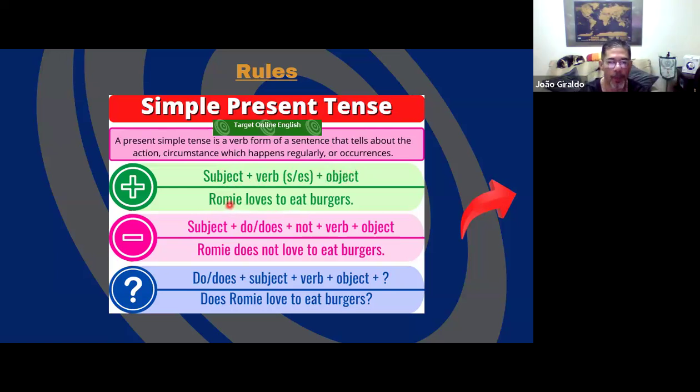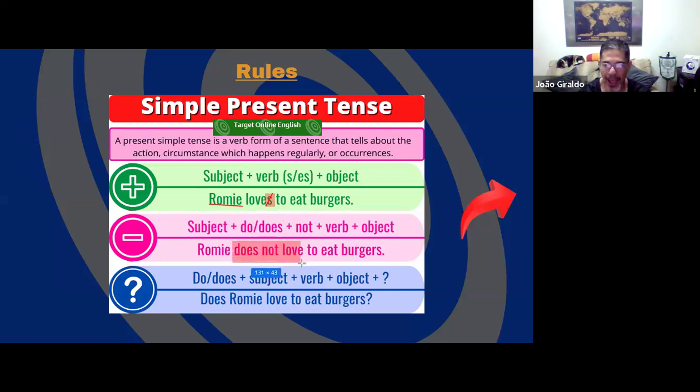So, for example, Romy loves to eat hamburger. Okay, the verb is the verb to love. This is the original form, but Romy is a man. My sentence is affirmative, so that is the reason we add, in this particular verb, S. Okay? In negative, we use the auxiliary verb plus not.